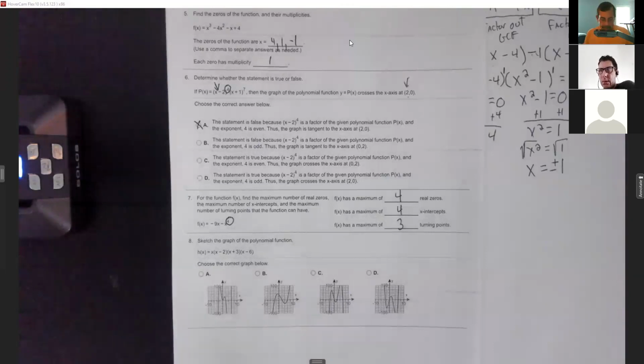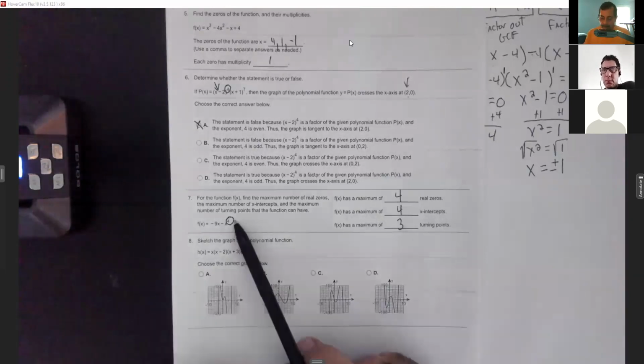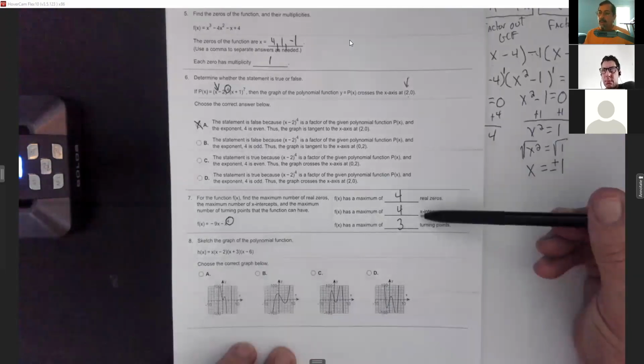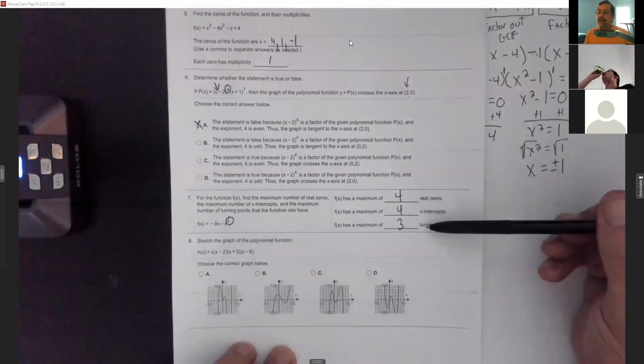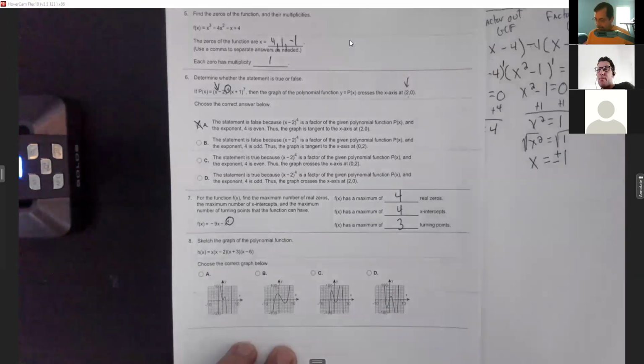So I don't care what kind of polynomial they give y'all, you're going to have answers like 4, 4, 3, or 5, 5, 4, or 2, 2, 1. But the zeros and x-intercepts got to match, and then them turning points got to be 1 less, okay?